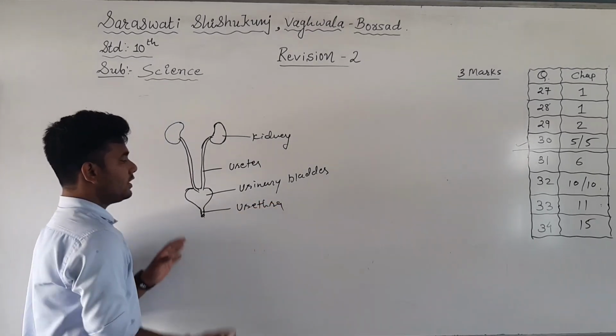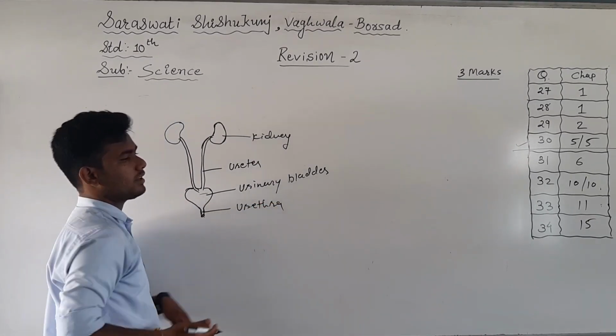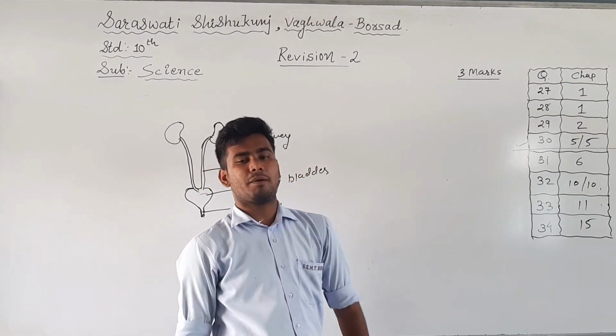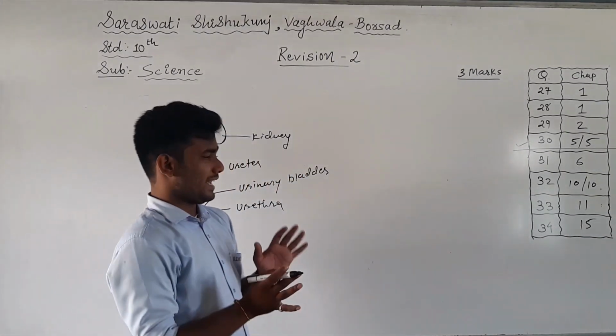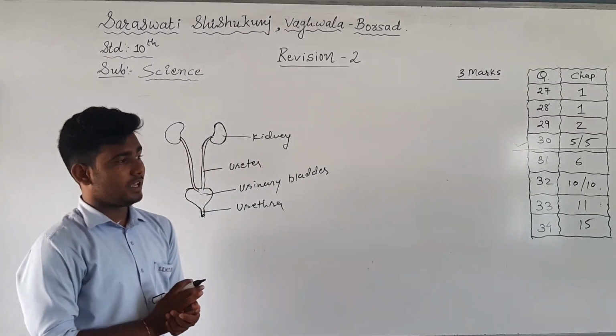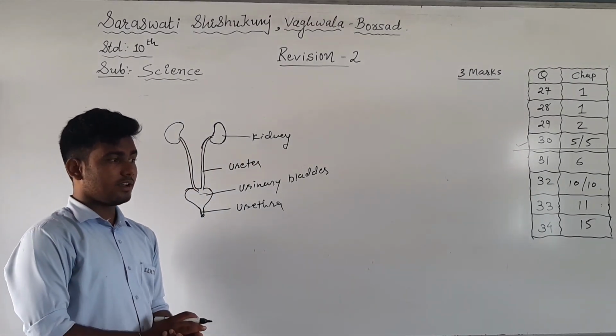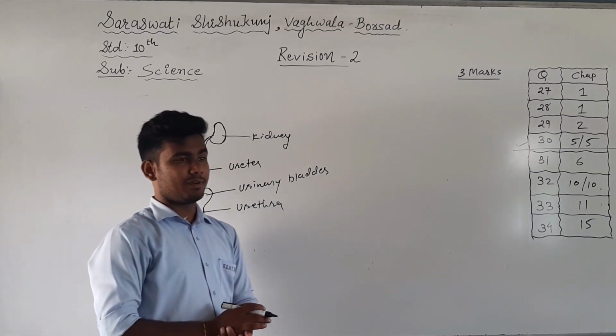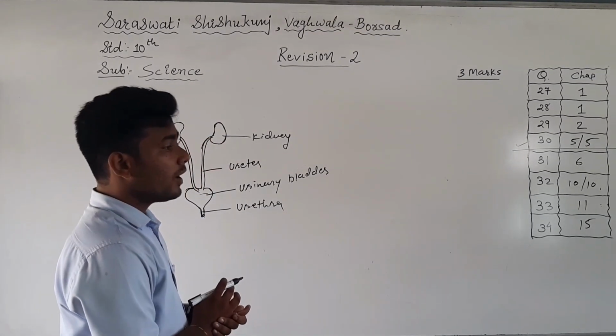and the last one is the urethra. So urine will be stored in the urinary bladder, and by contraction of the bladder, urine will be thrown out from our body. So this way, it is excretion in human beings, right? In that, urine can be asked to us in 3 marks. So that will also be an important one.